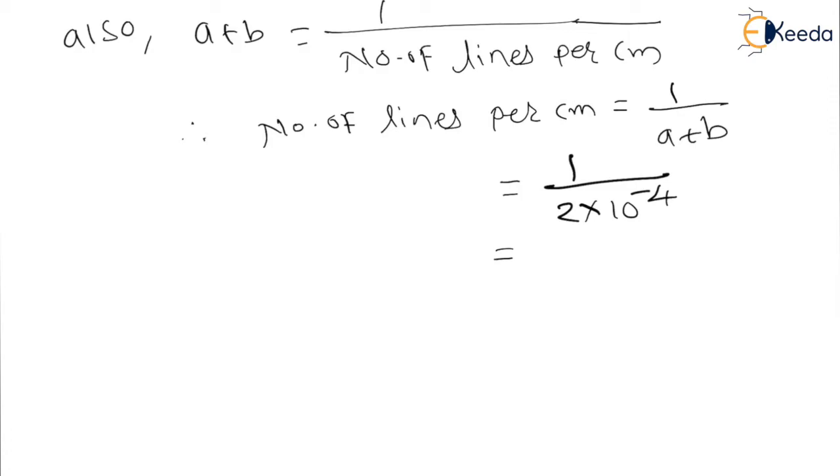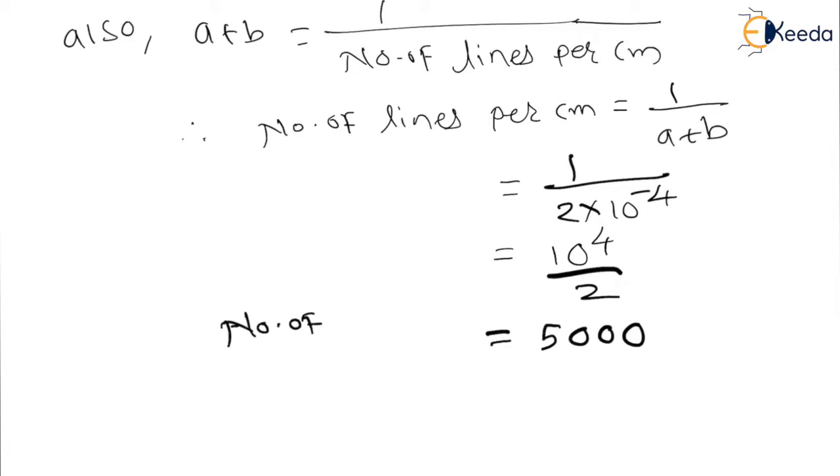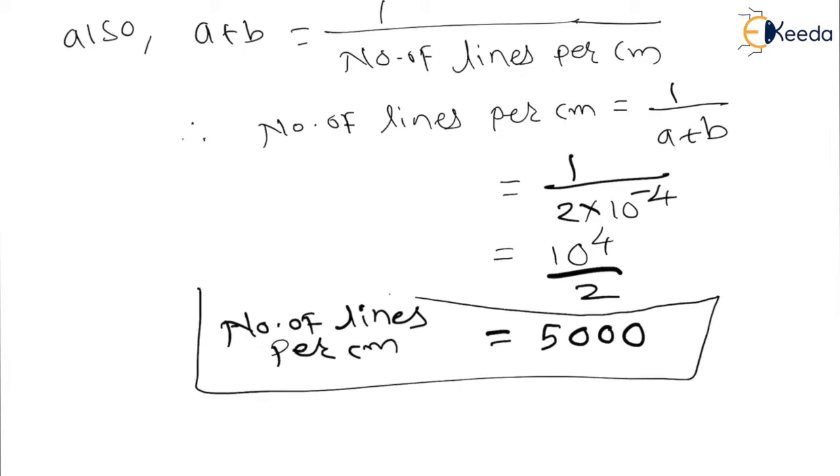Now take this 10 raised to minus 4 to the numerator, 10 raised to 4 it would be, and divided by 2. Can I say it is nearly 5000? Yes, not nearly, it is exactly 5000. So number of lines per centimeter it was asked, and it is 5000, right? Now moving towards the next numerical.